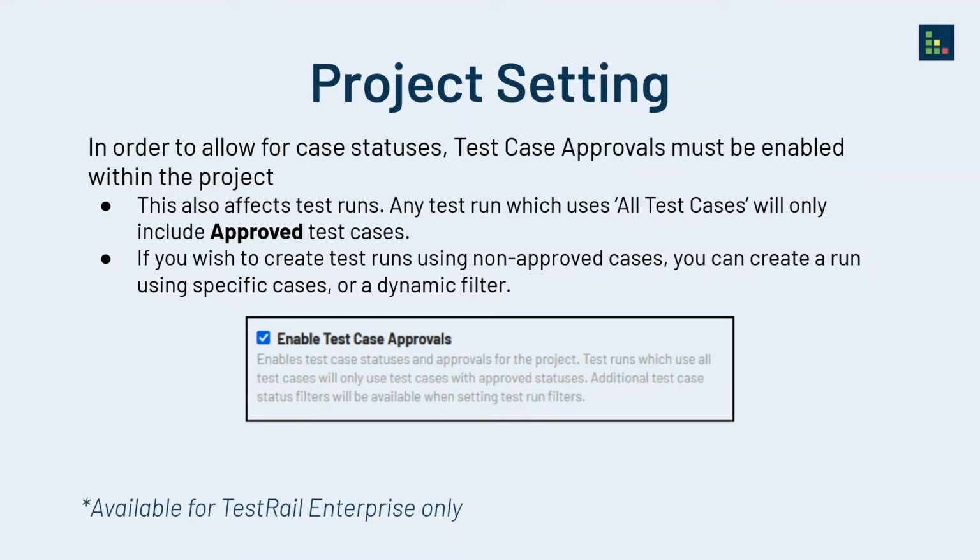And also, when you create a test run that uses all test cases, this run will only include test cases which are approved. If you want to create runs using non-approved cases, you can create a run using specific filters or dynamic filters to include test cases which are not approved. But with the approval permission, any test run that uses all test cases will automatically exclude anything that is not approved. So you still have some flexibility on the test cases that you include in a test run. You can include test cases which are in a draft status, but these will also be shown as being a draft test case or not fully approved.